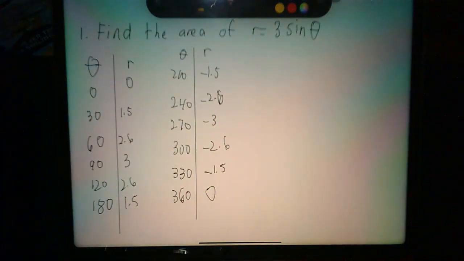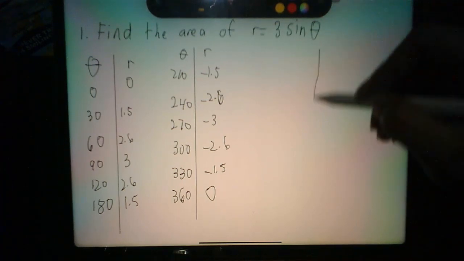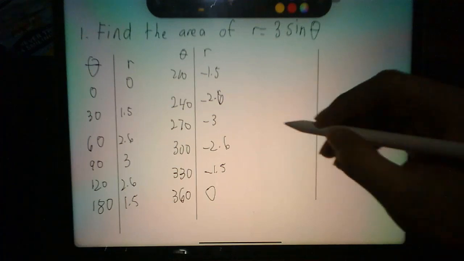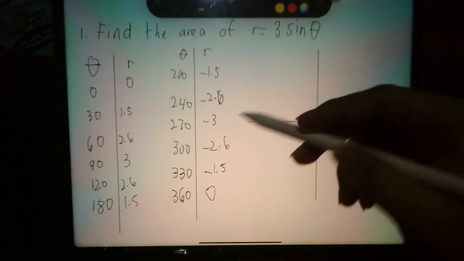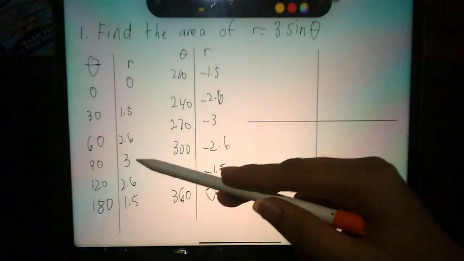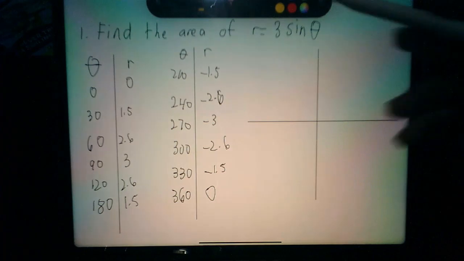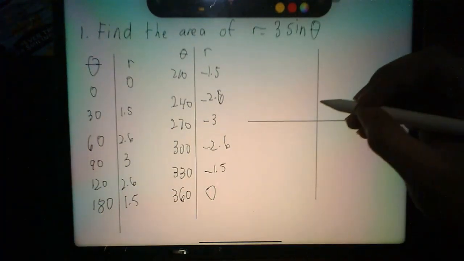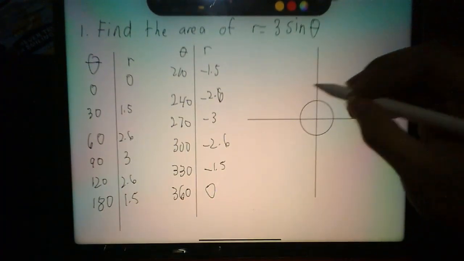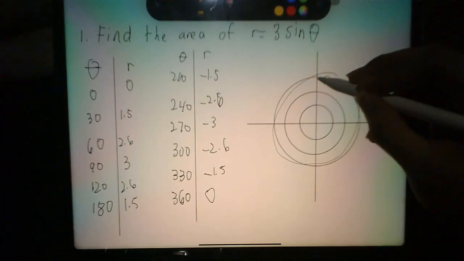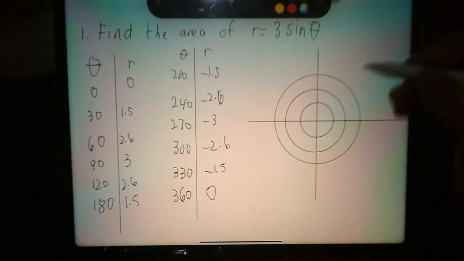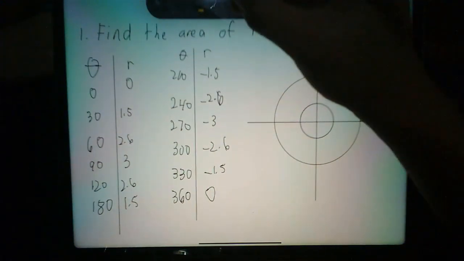Now we are ready to plot our polar plane. So let's do that. Our biggest radius here is 3, so we need to put 3 circles. So this is the first circle, our second circle, and our third circle. Let me erase the second circle.